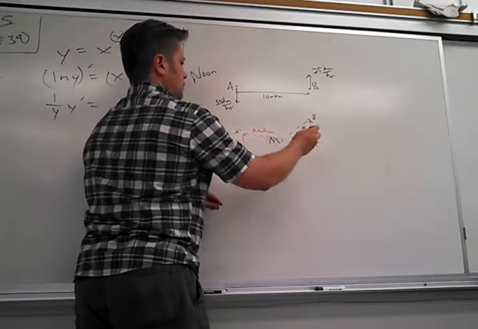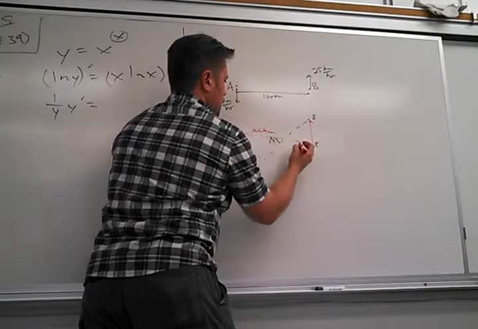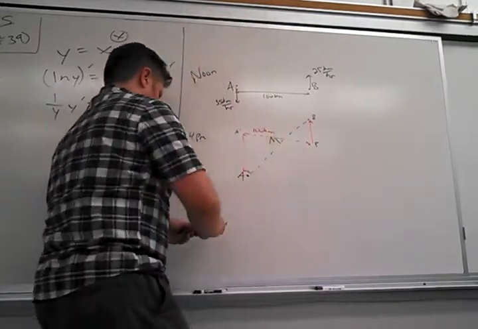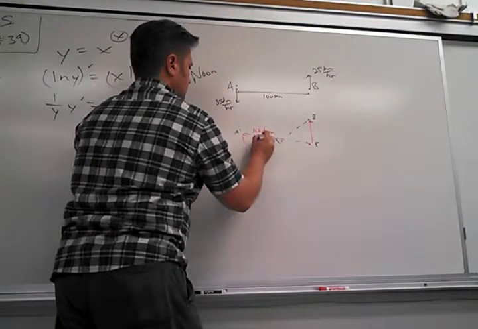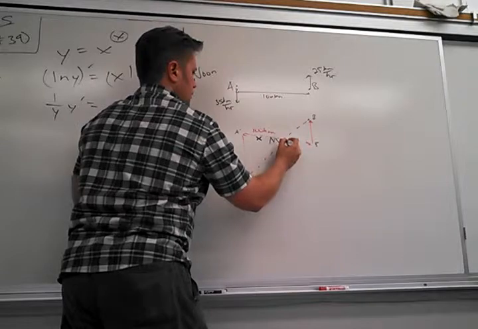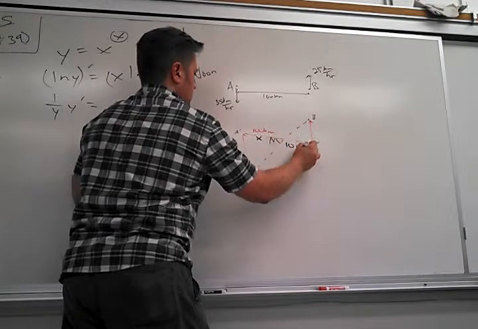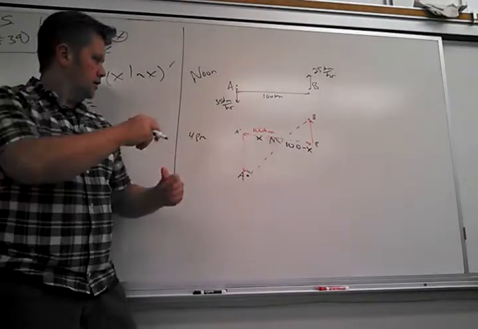But in general, let's see. If this is x, then what's this going to be? 100 minus x is better. Right, because the whole thing's 100, so that must be 100 minus that piece.